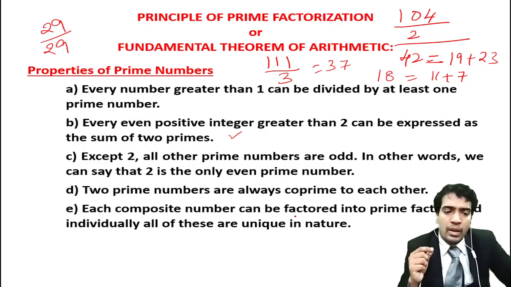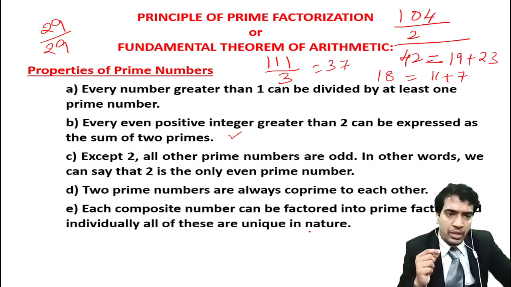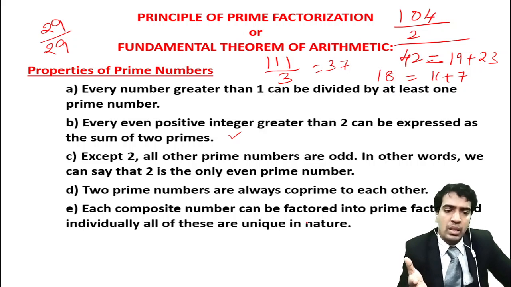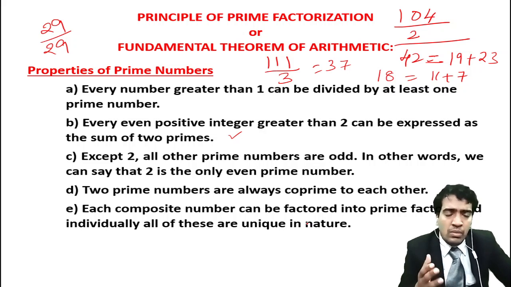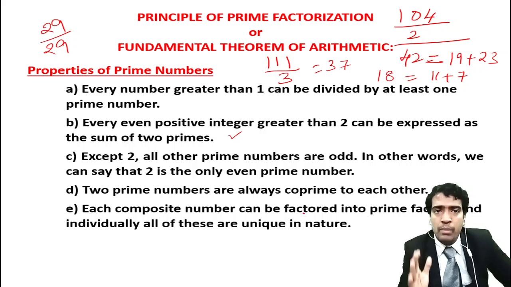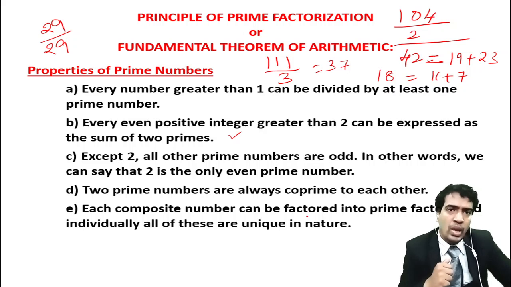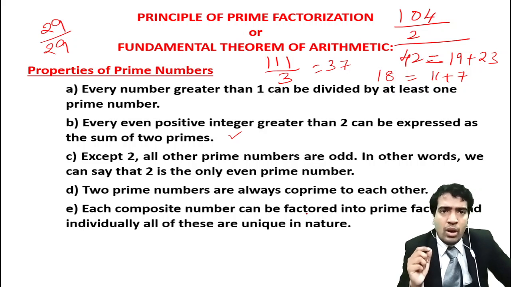The fifth point is, each composite number can be factored into prime factors, and individually all of these are unique in nature. This is nothing but the prime factorization theorem, the fundamental theorem of mathematics. We've discussed that. Now, let us discuss, from the standpoint of the prime factorization theorem, why 0 and 1 are not composite. Now, what is the test of compositeness?